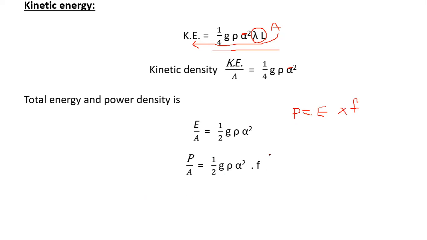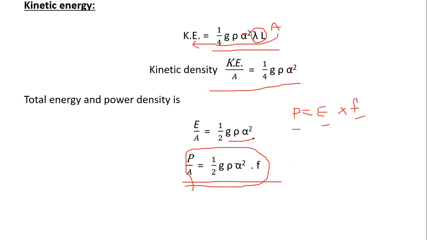If I send this F to the right hand side, the formula becomes P by A is equal to half g rho a square into F. We know that F is the frequency, E is the energy, and P is the power here. These are the direct formulas used in the problems. We can directly use the kinetic energy density formula and the total energy and power density formula. If it is in terms of frequency, we use this one. If it is in terms of just g rho a square, area and amplitude, we use this one.